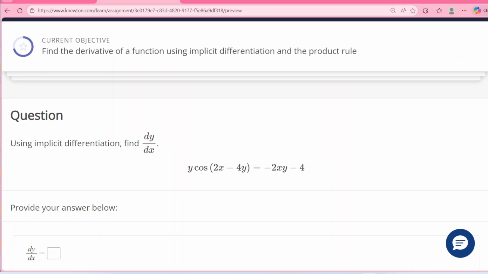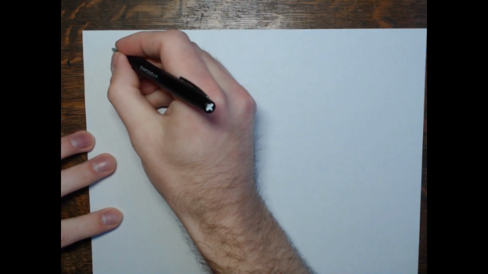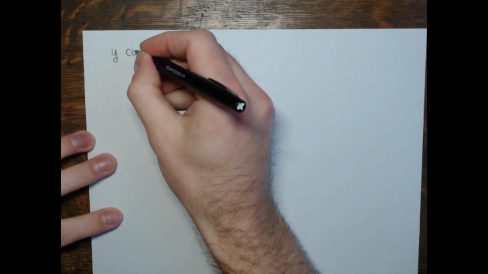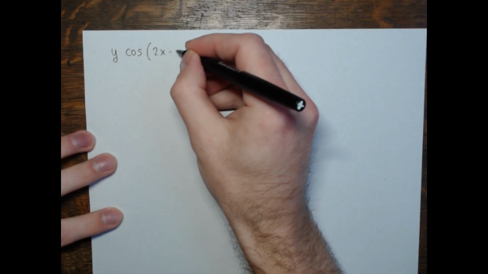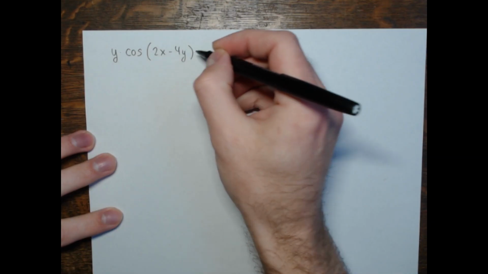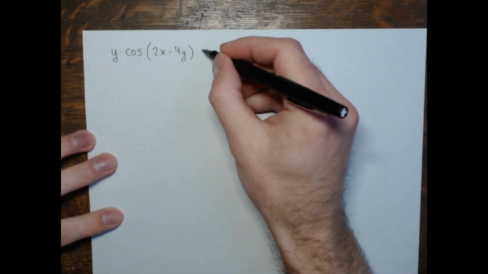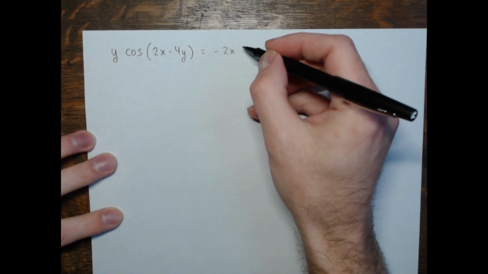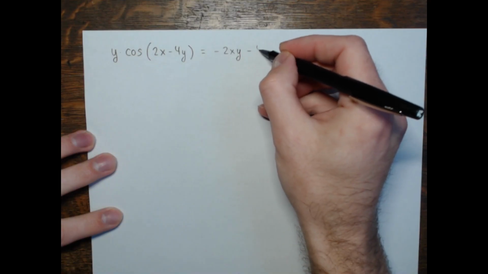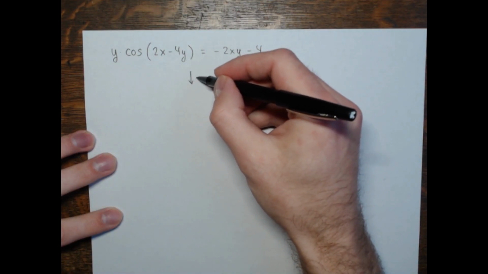So here's one pretty similar to one of the ones we saw earlier. So again, let me write this out. So left side we got y times the cosine of 2x minus 4y equals negative 2x y minus 4. All right, so leaving it the way it is.